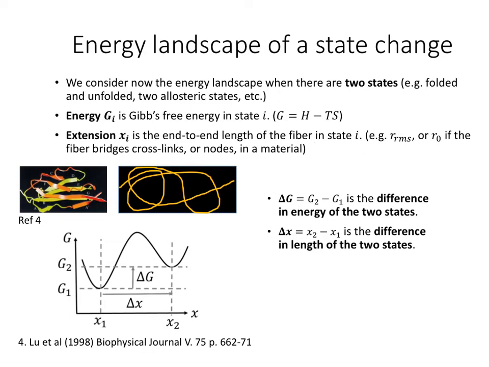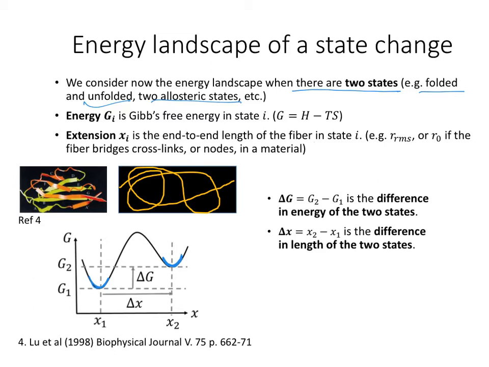We talked about energy landscapes when we looked at the spring constants of bonds and how they led to material properties. And we also talked about the energy of a worm-like chain and how that led to the force. In each of these cases, we had a single low energy conformation and we were just moving it along a single well. But now we consider an energy landscape where we have two states, that is, a folded and unfolded, or two allosteric states, etc. So we see this here, that we have two dips, two low energy conformations in this energy landscape here.